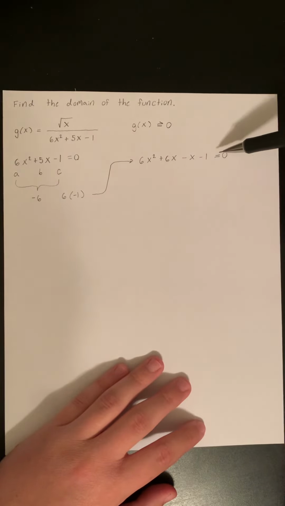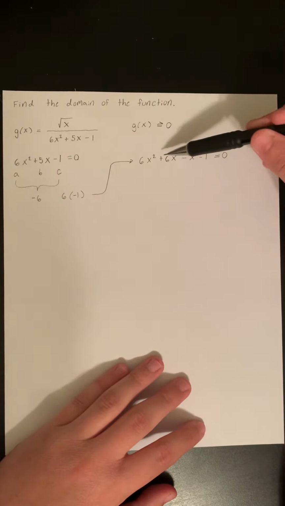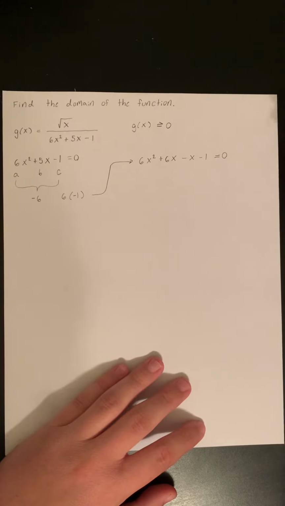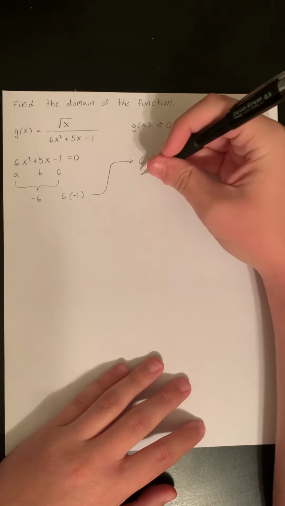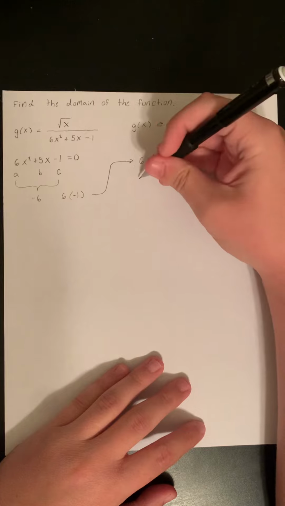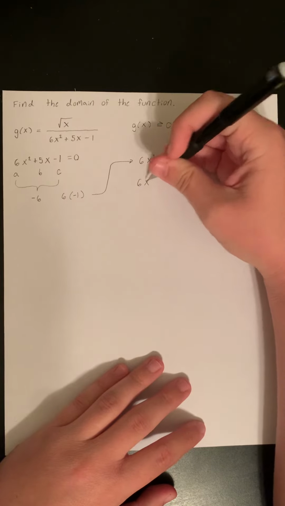So now we're just going to go ahead and factor these two terms here. We're just going to finally factor this by grouping. So from these two terms, we're going to factor out a 6x, just like that.